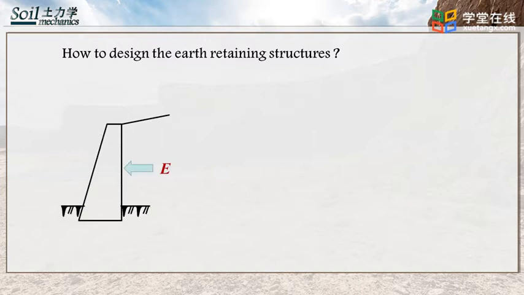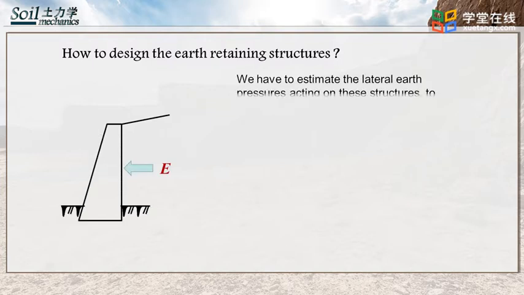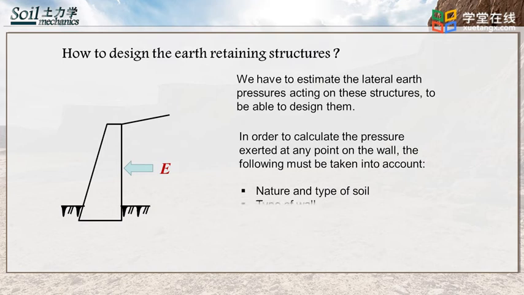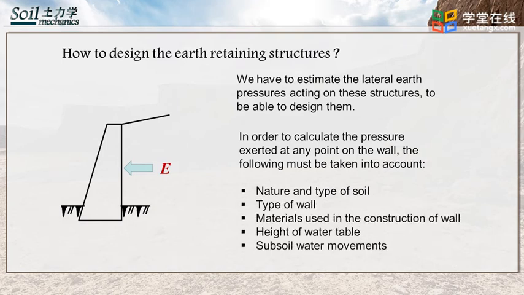To be able to design them, we have to estimate the lateral earth pressure acting on those structures. In order to calculate the pressure exerted at any point on the wall, the following must be taken into account: nature and the type of the soil, type of the wall, materials used in the construction of the wall, height of the water table, subsoil water movements.